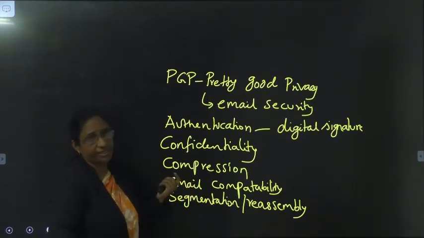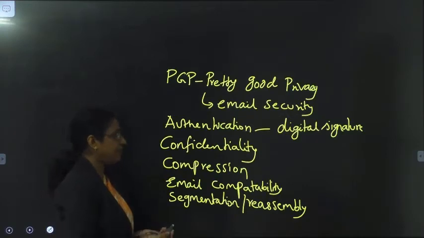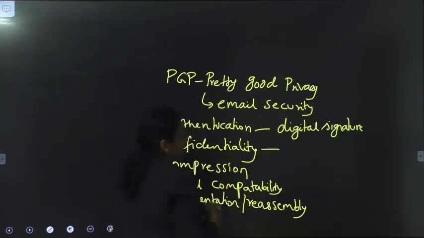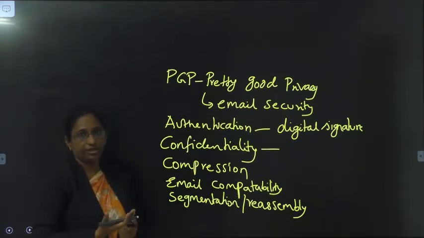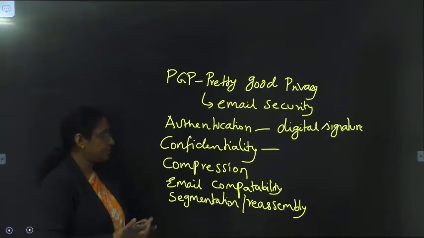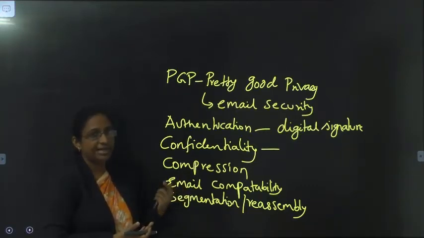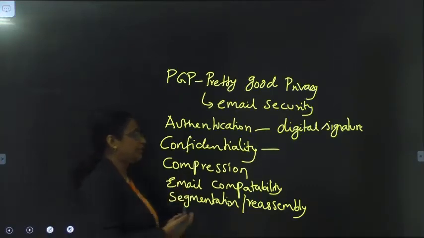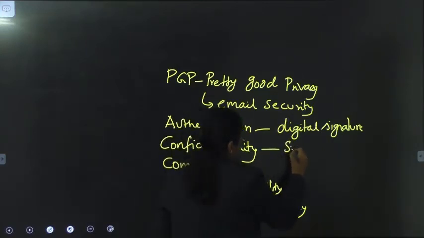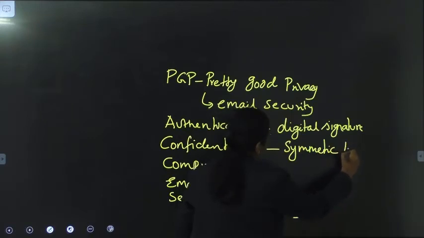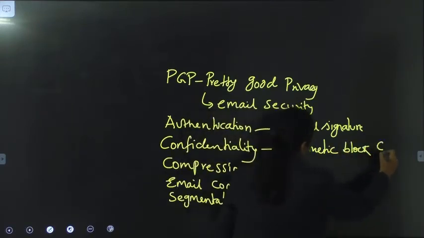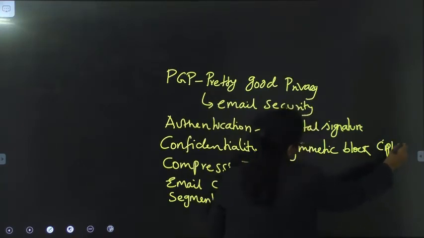And similarly confidentiality, where confidentiality is the encryption and decryption process. To provide secret sharing of the message, we have confidentiality, where PGP uses symmetric key block ciphers. It will be using the symmetric key block ciphers for doing the encryption and decryption of the messages.